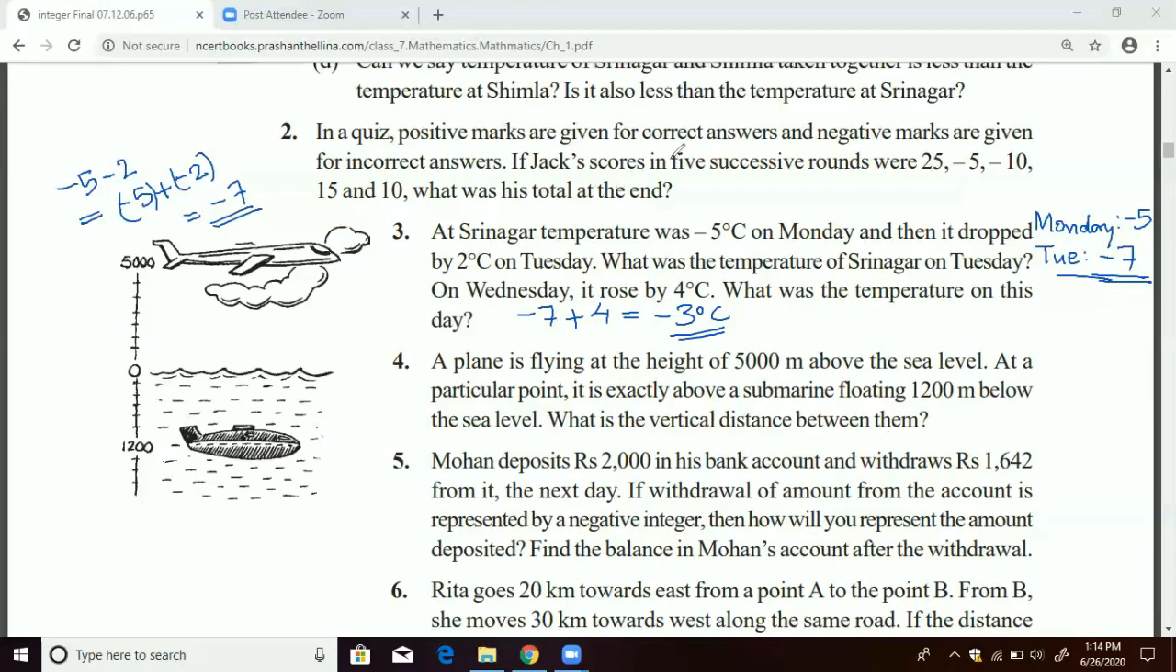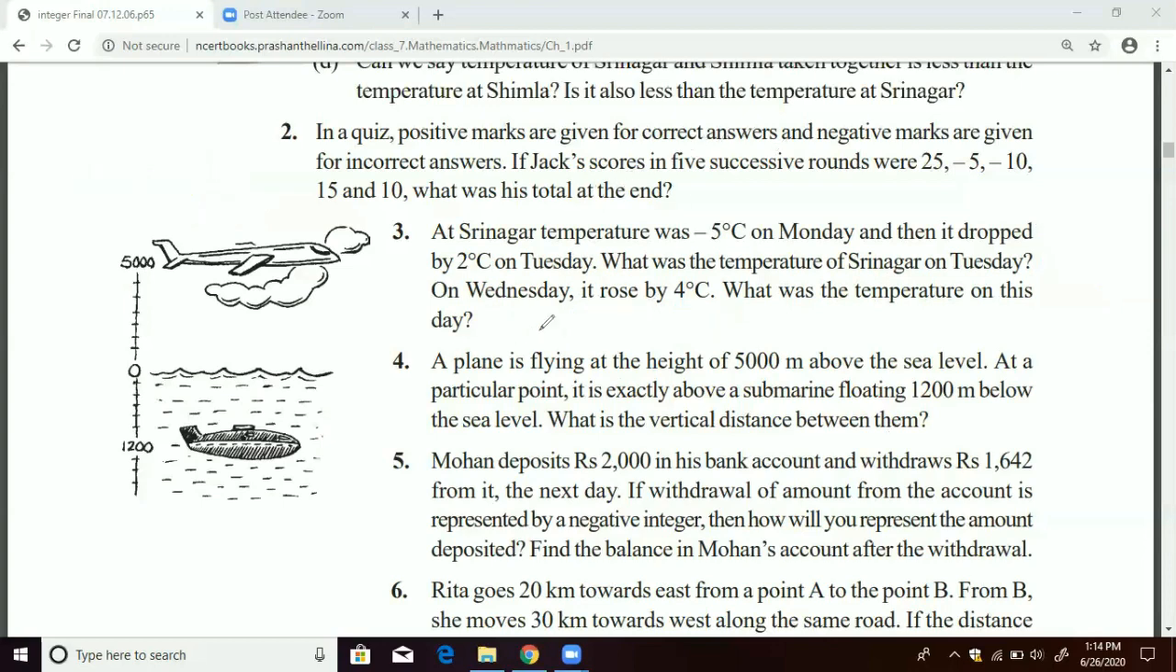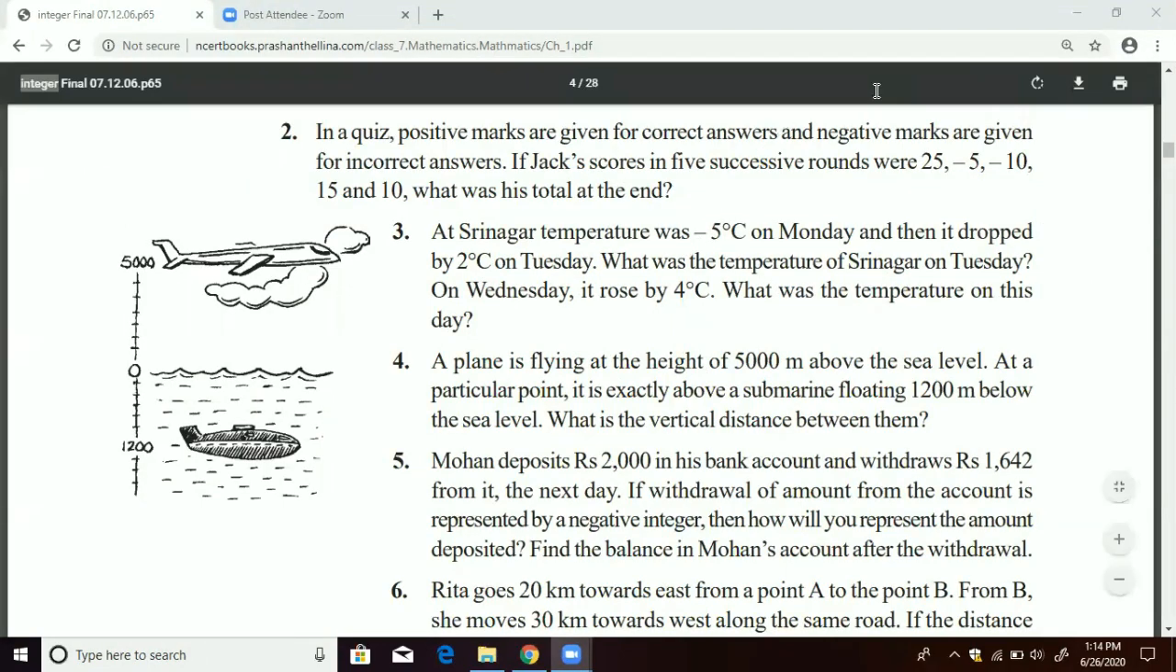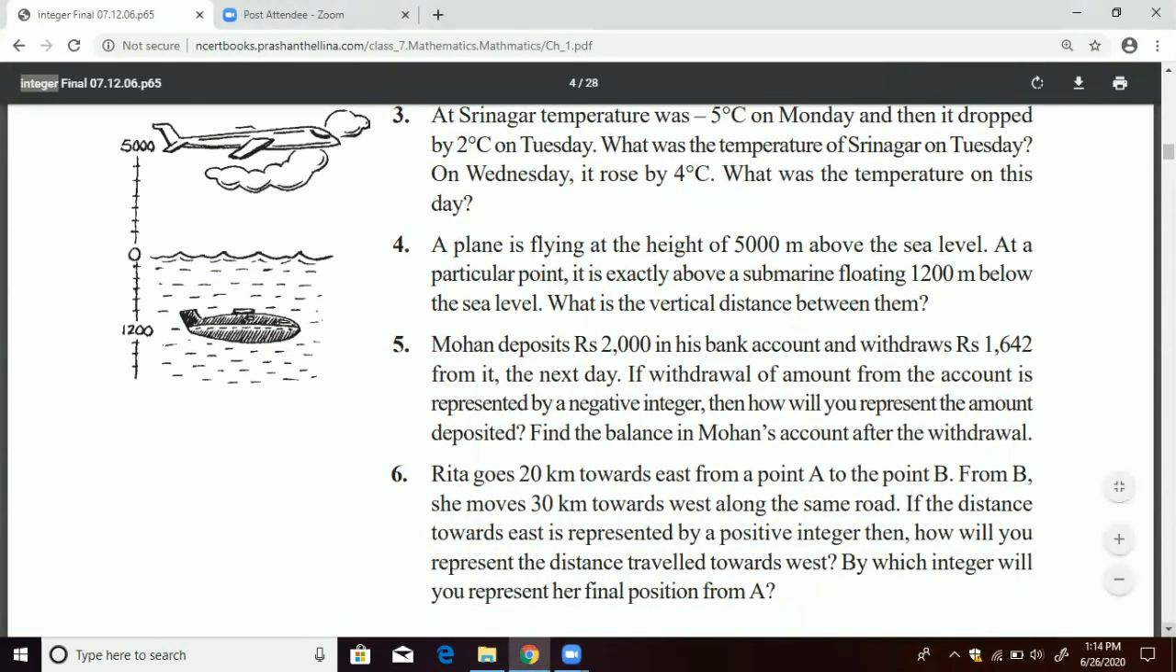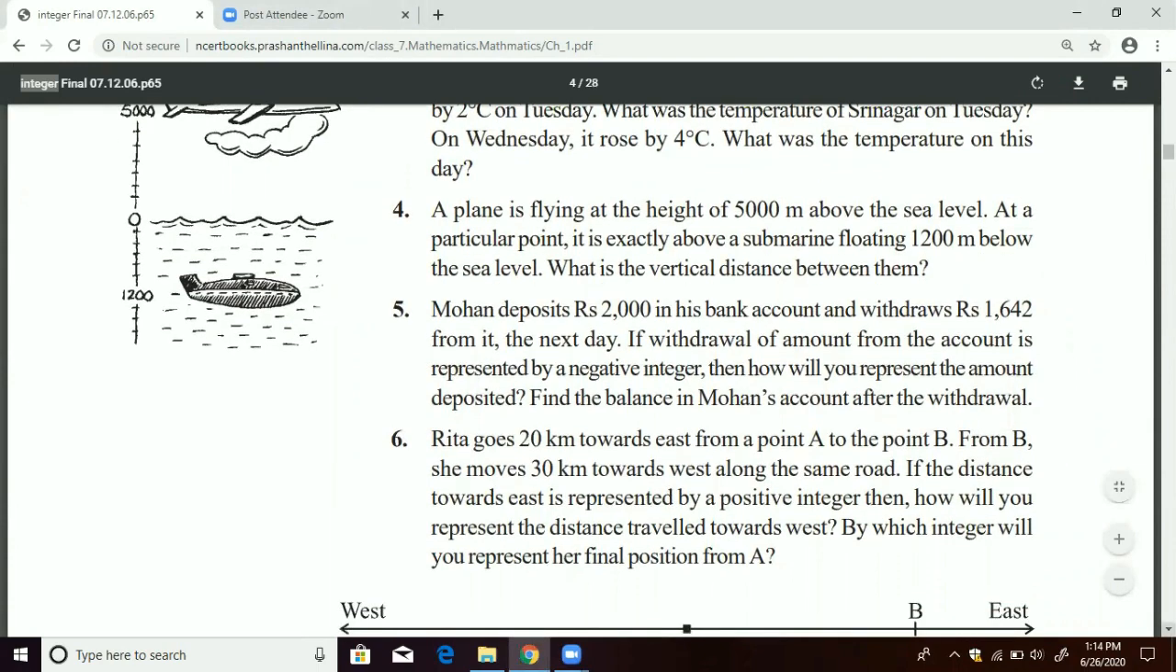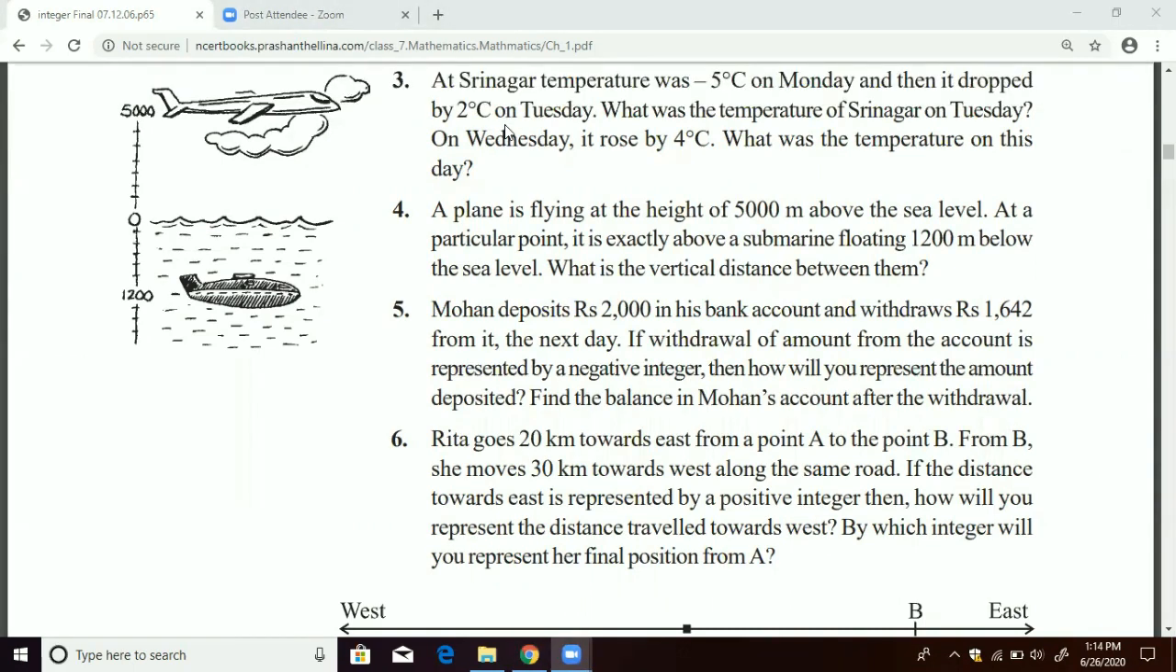Next question, the fourth one. A plane is flying at a height of 5,000 meters above the sea level. At a particular point, it is exactly above a submarine floating 1,200 meters below the sea level. What is the vertical distance between them? The same thing is illustrated here very well. We can just see the picture and clearly identify what is explained here.